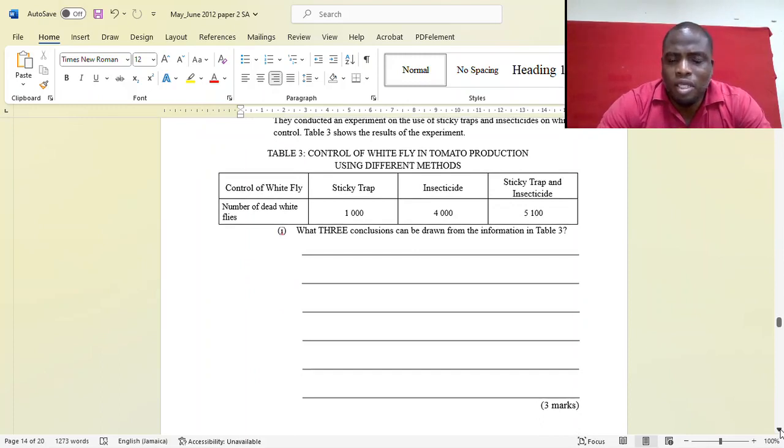One of the things that we see right out in front of us is that sticky trap is the least effective method. Combining both methods, using a combination of the sticky trap and the insecticide, is the best way to control the whiteflies. Then, of course, the third is that the insecticide is a better, more effective method than the sticky trap.